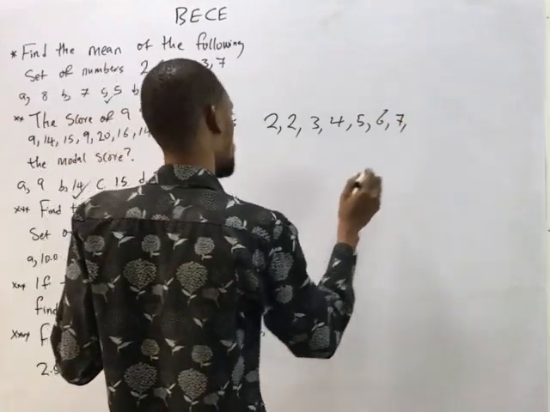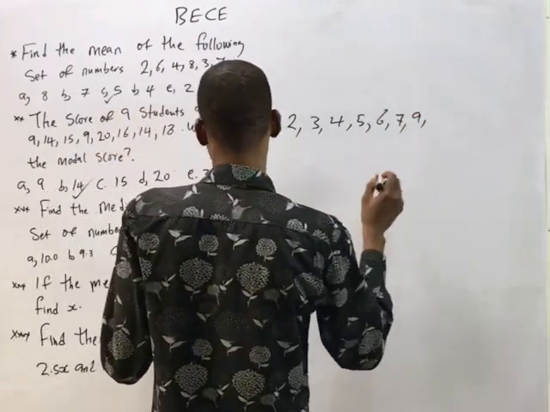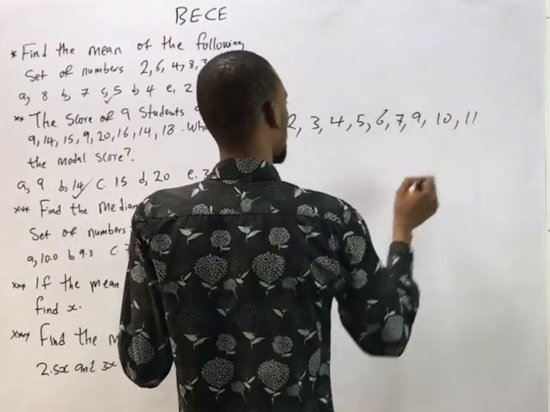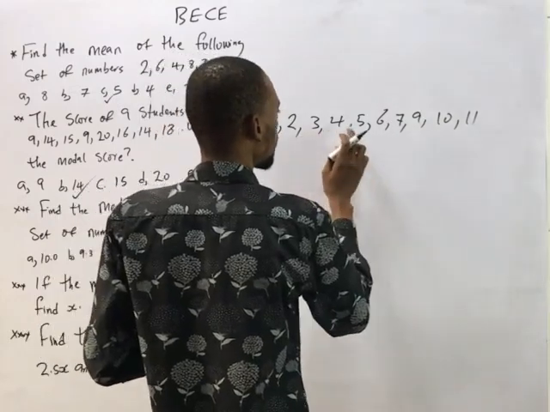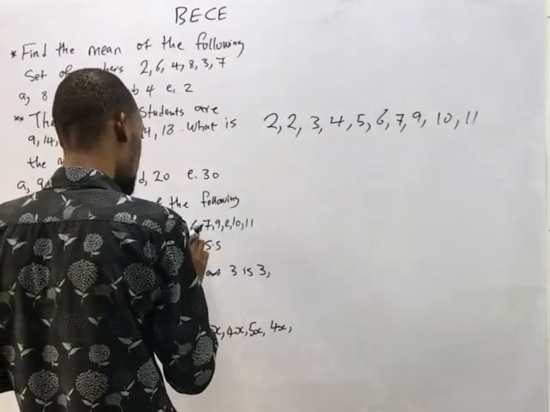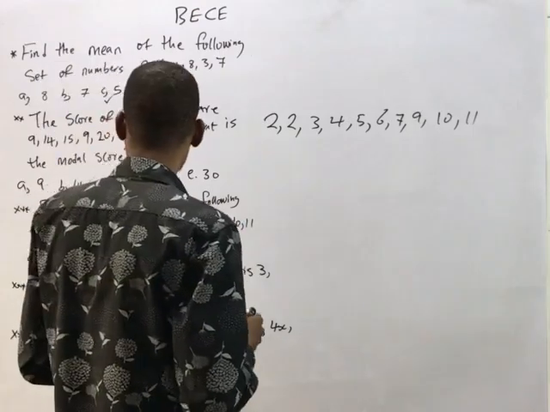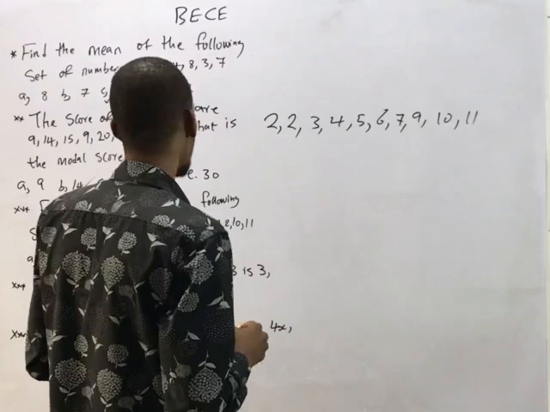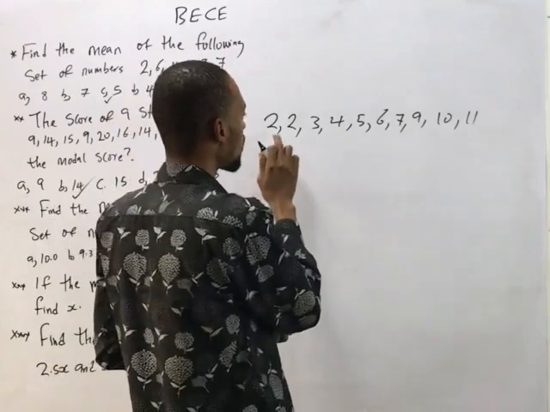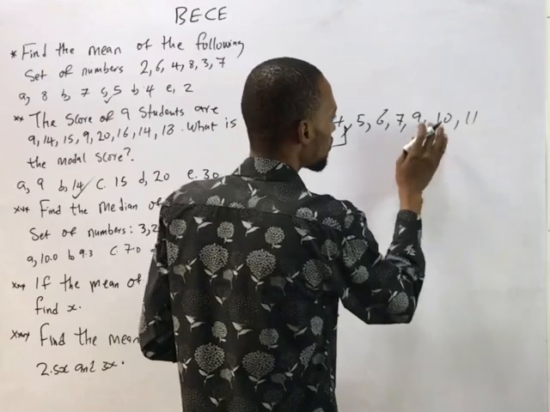There's no 8. So we have 9. We have 10. We have 11. So let me count. 1, 2, 3, 4, 5, 6, 7, 8, 9, 10. And 1, 2, 3, 4, 5, 6, 7, 8, 9, 10. So it seems correct. Now what is the middle number? It is the number at the middle. So let's count. 1, 2, 3, 4. We take this away. 1, 2, 3, 4.